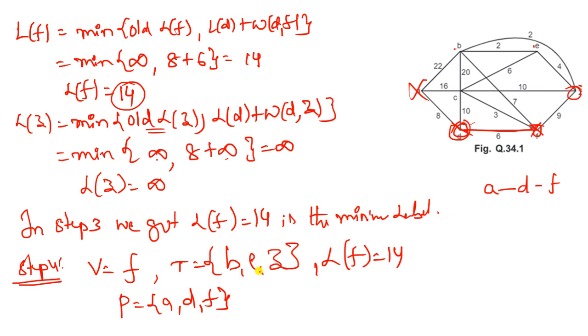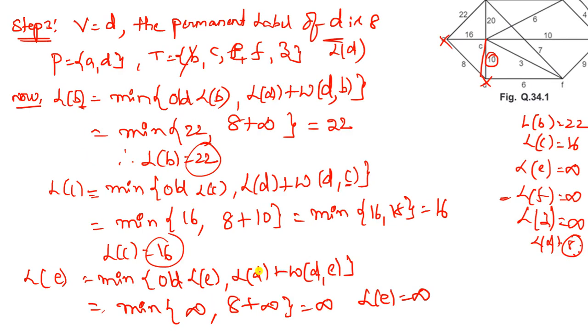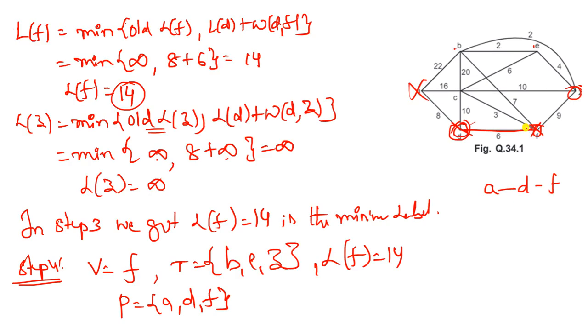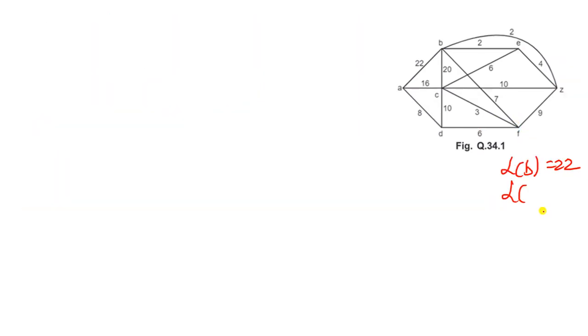Now we'll see the next process. We'll check L of B, L of E, L of Z again. So in the previous step, step 3, L of B is 22. Okay, I'll write here in the step. So the old value of L of B is equal to 22. So next we have E, Z, no? So old L of E value is still infinity, old L of Z also infinity. So L of E is infinity, L of Z is infinity.